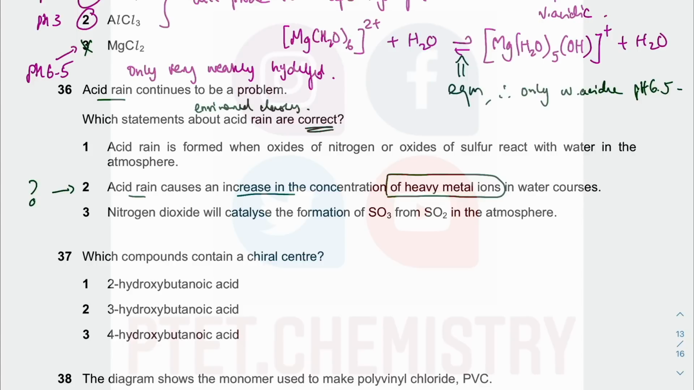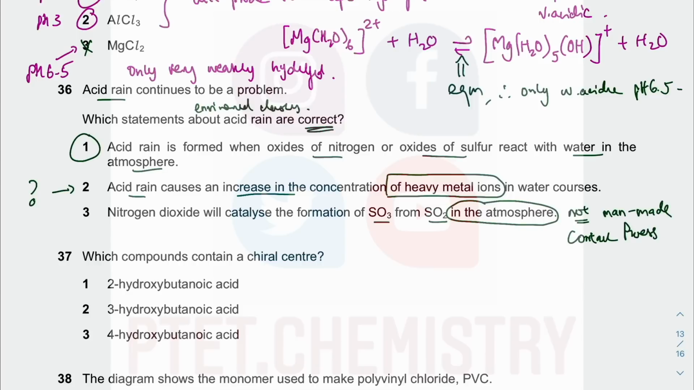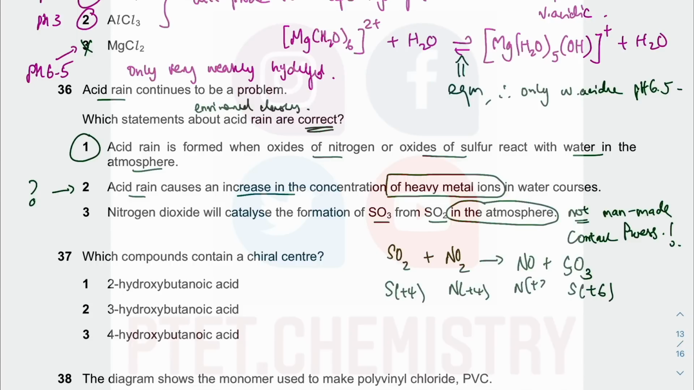Acid rain is formed when you have oxides of nitrogen, oxides of sulfur, reacting with water in the atmosphere. So that's definitely correct. Number 3, this is about SO2 to SO3 in the atmosphere. This is not the man-made contact process. This is different, alright? So this is not an equilibrium because this happens in the atmosphere. The NO2 reacts to give you NO and you get SO3. Sulfur gets oxidized to sulfur +6. This is sulfur +4. This is nitrogen +4. It gets reduced to nitrogen +2.